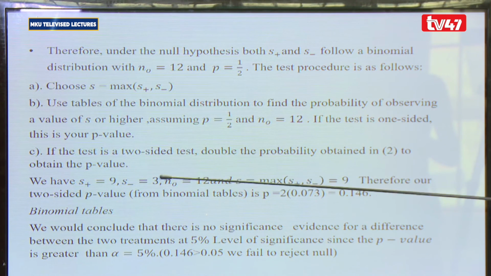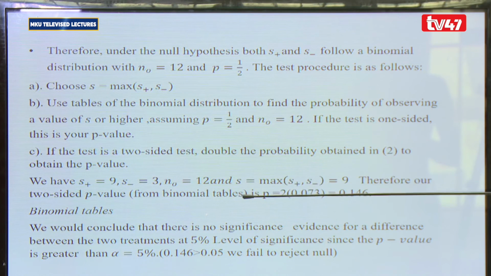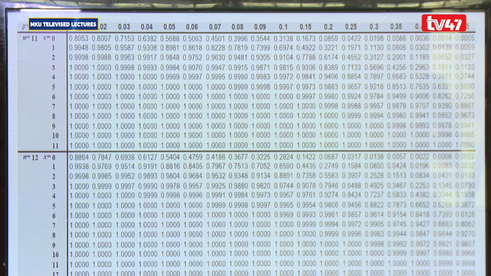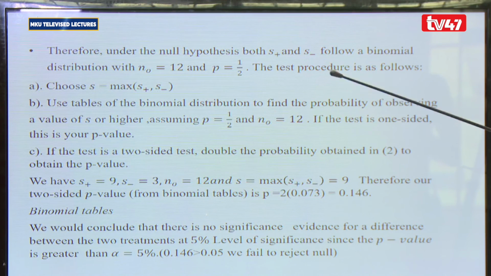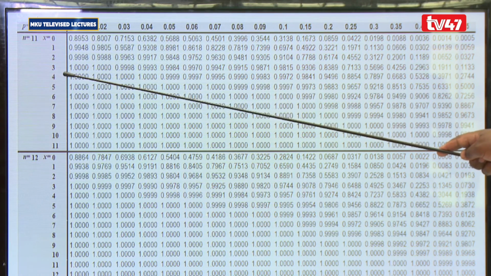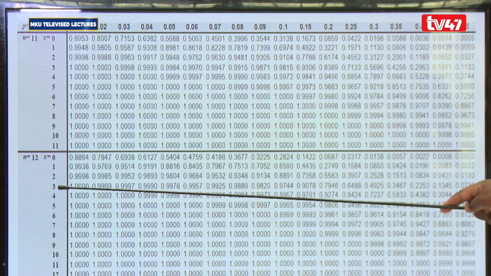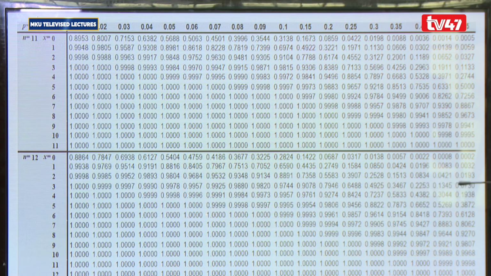We have S plus is 9, S minus is 3, N naught is 12. And therefore, our two-sided p-value from the binomial table is 0.146. We can confirm this value from the tables. It is 0.073. That is, for 0.073, we have n is 12. Yeah, n is 12 is here, and the value is here. This is the value, that is, this is the probability.